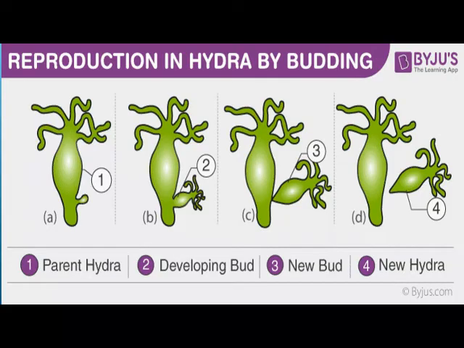All of you look at the picture. This is budding in Hydra. A bud develops as an outgrowth due to repeated cell division. We can see the buds. When matured, the bud gets detached from the parent body. A new independent individual is formed.